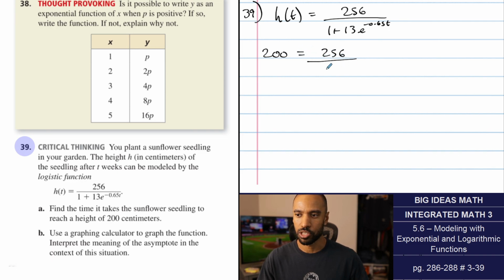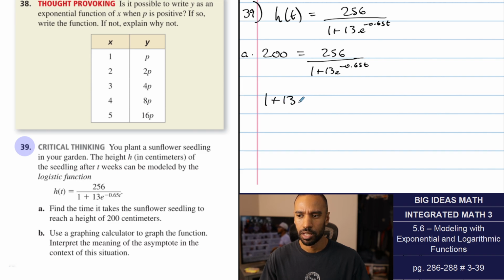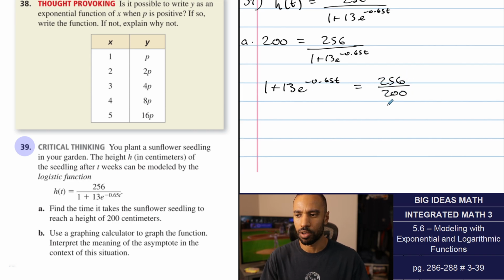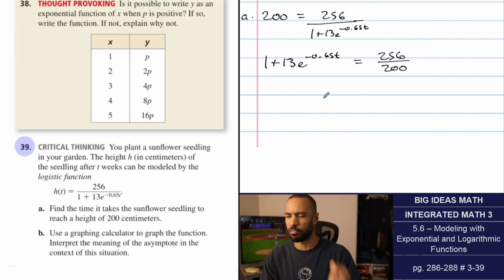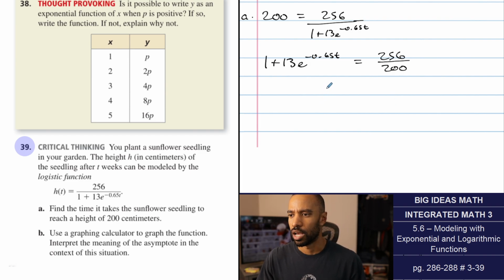We're supposed to substitute 200 for h. This kind of goes back to the last section, I think. I'm going to multiply both sides by this 1 plus what have you, and then I can divide both sides by 200 at the same time. So I'll say 1 plus 13e to the negative 0.65 t equals 256 over 200. Of course, that can reduce. We'll have to work out what that reduces to. I'm thinking divide by 4. We'll figure it out in a second. I'm going to subtract 1.